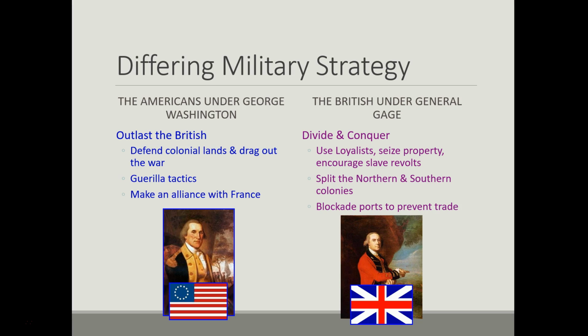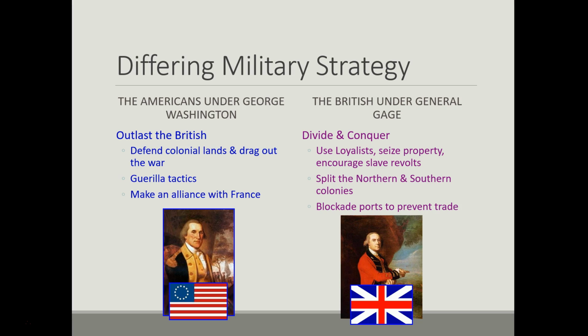The British strategy is divide and conquer. Use the loyalists, seize the property, encourage slave revolts, because slavery is still very much a thing in the colonies, and divide the northern and southern colonies. Don't let them come together. But their biggest strategy is blockading the ports to prevent trade.